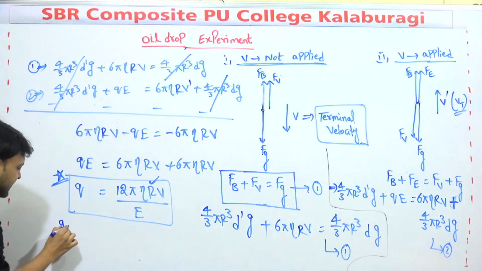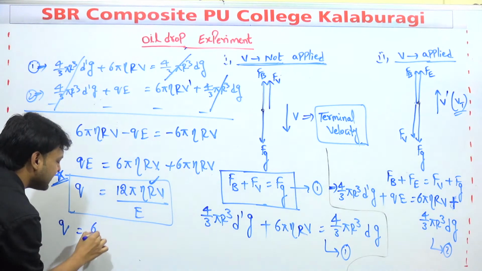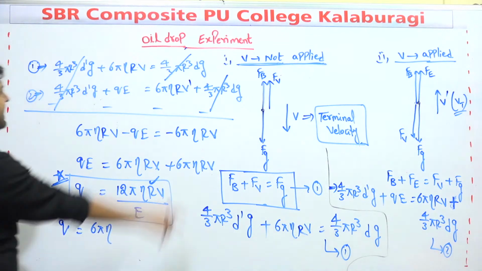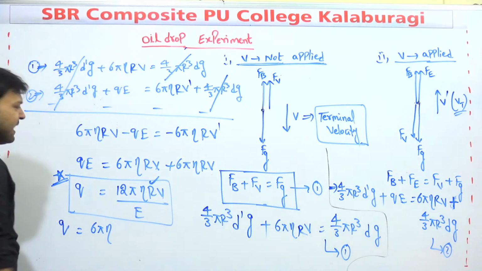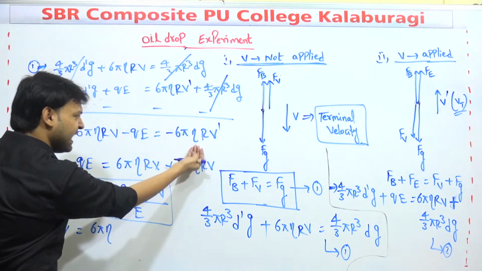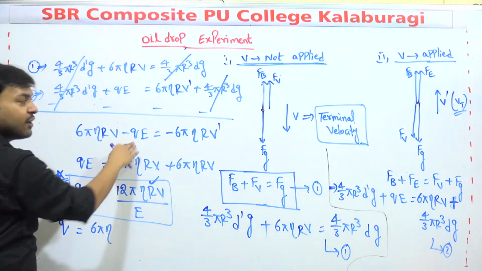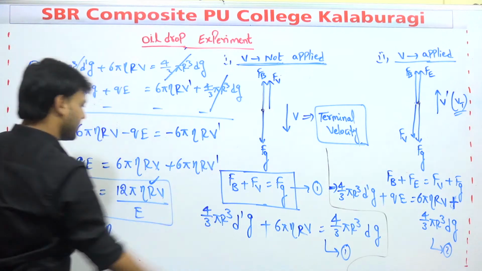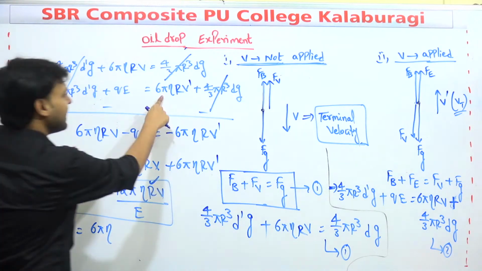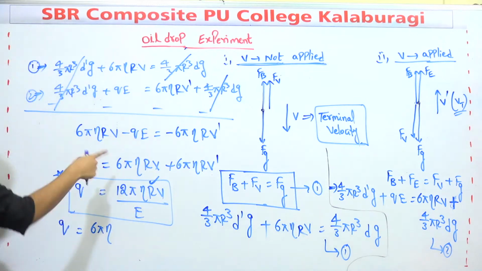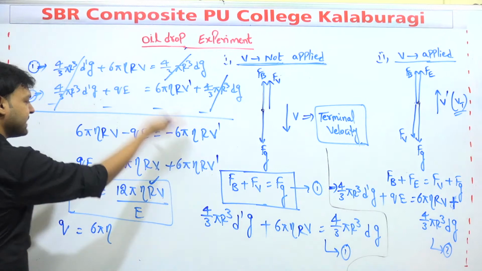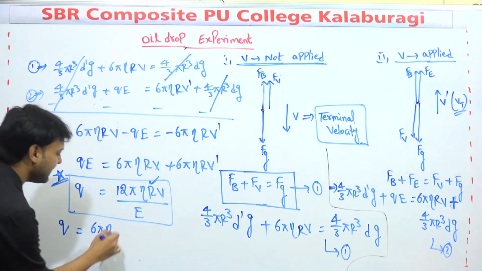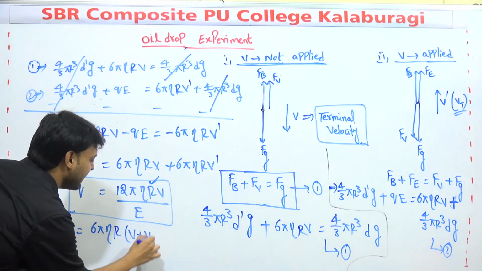Now the charge will be equal to 6 pi eta. First we get V, next this one will be V dash, and qE will go that side. This term will come this side, so it will be V dash. The minus will come this side. Now what can I write? qE will go that side, that will come this side. So 6 pi eta R, V plus V dash.